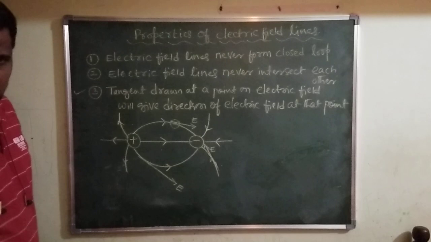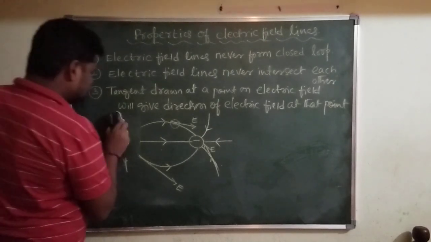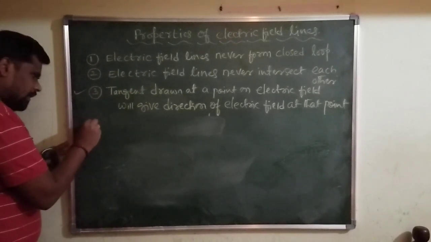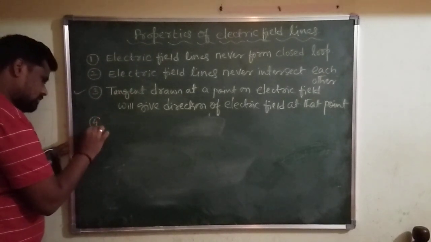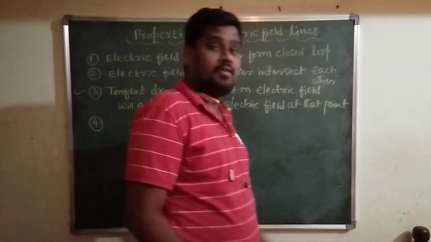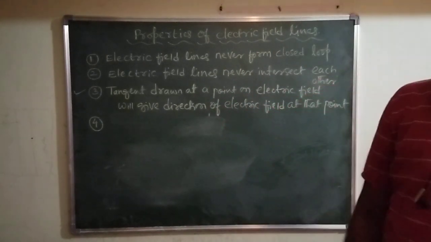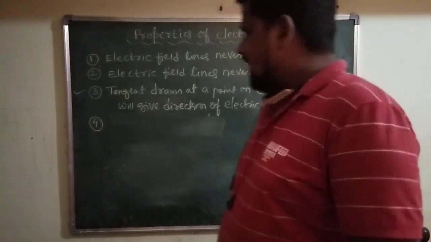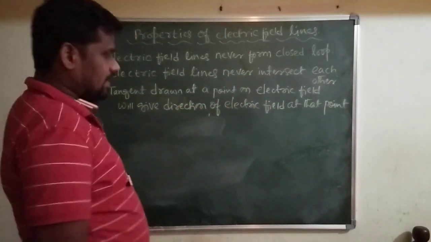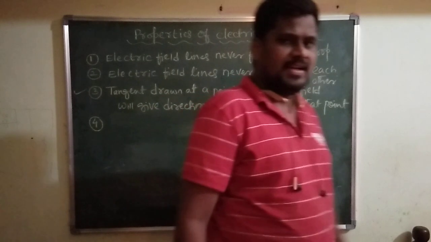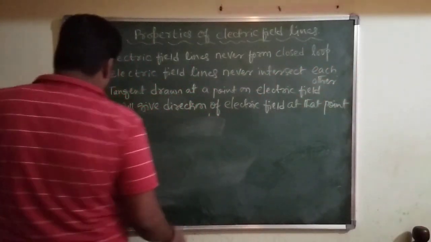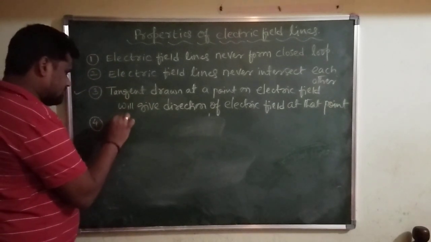Shall we go for the fourth property? Fine. The fourth important property is that electric field lines never enter into a charged conductor. I will tell you the reason why electric field lines never enter into a charged conductor. What is the next property?